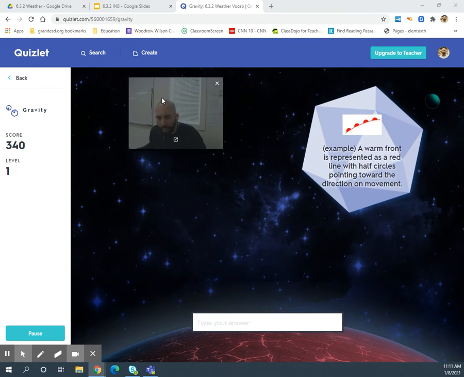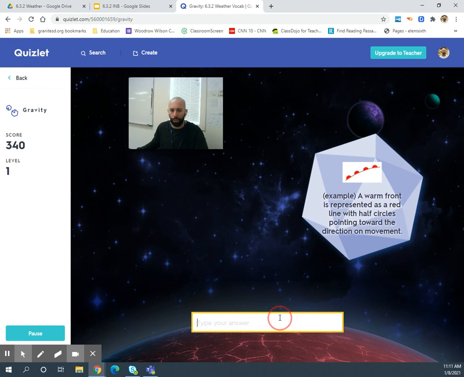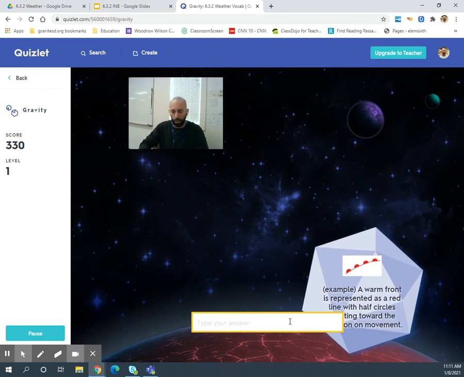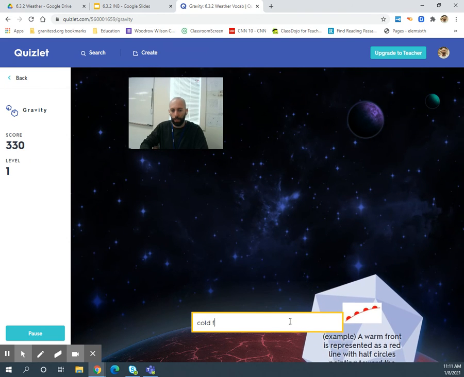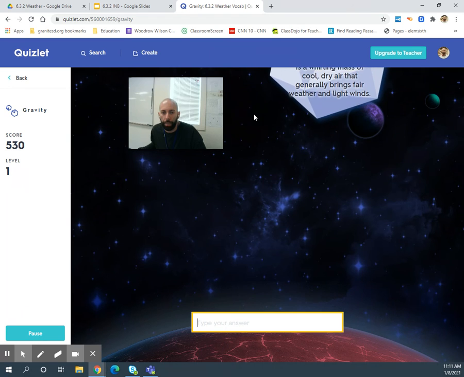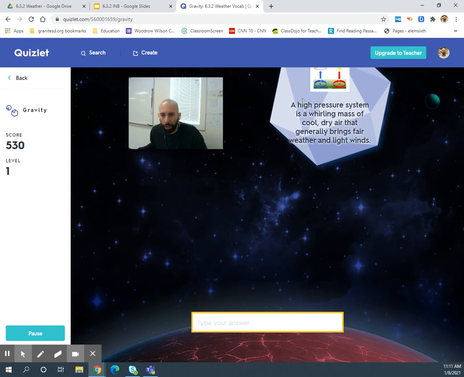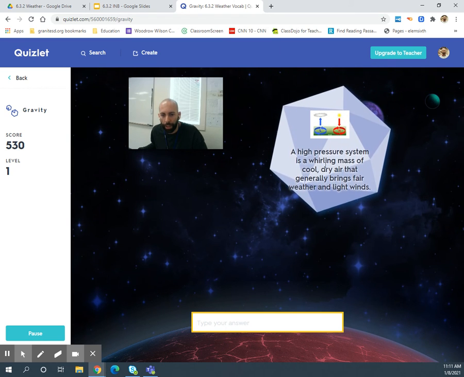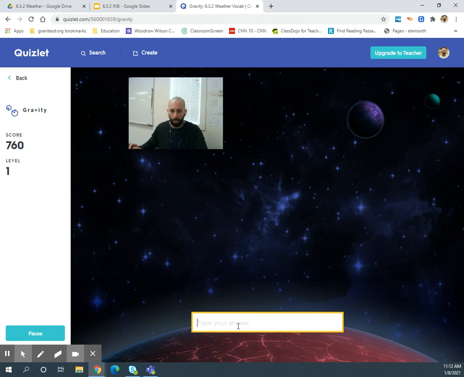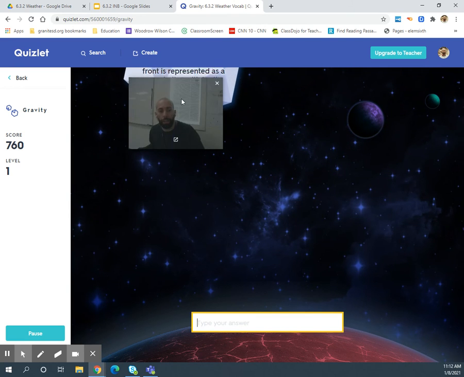Okay, example, a warm front. Oh, I already know it's a warm front because it said warm front, and I see a red line. What's that? Cold front. Warm front, did I type it wrong? There we go. Okay, next one comes down. Let's see, what do we got here? Okay, we got a picture. I don't really know what that's saying. A high pressure system, so we already know it's high pressure. And you're going to keep playing this, see if you can get a good score, right?